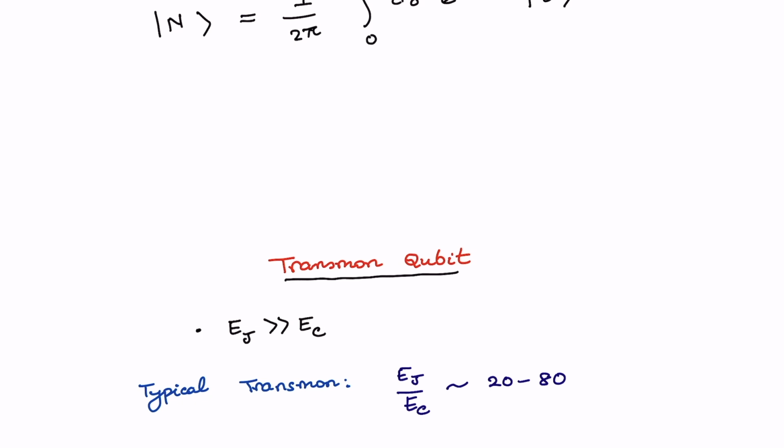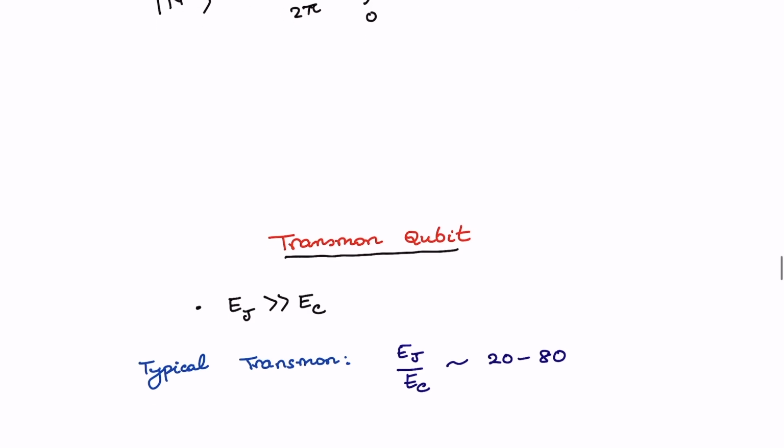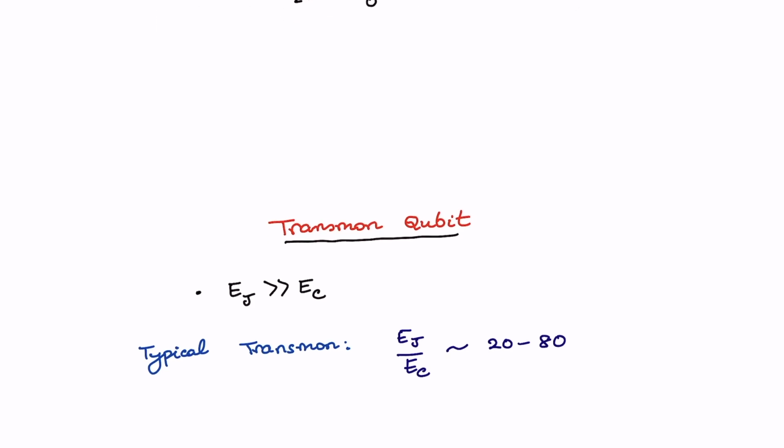This implies the Josephson energy, which is related to the magnetic flux, is much stronger than the charging energy term. Typically, in a transmon, this ratio of EJ to EC is on the order of 20. Actually, it lies between 20 and 80.